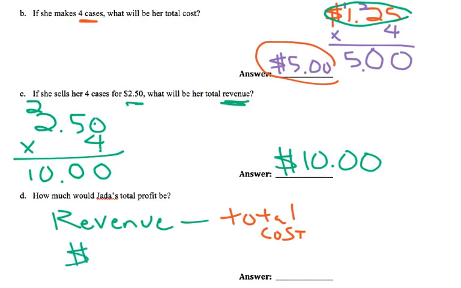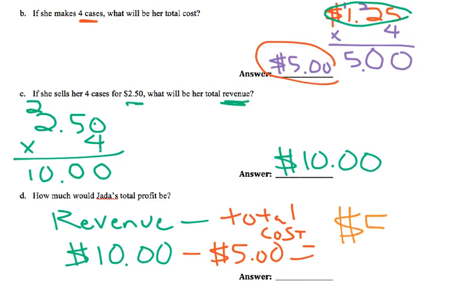No, so Jada made $10 in revenue, and then we're going to subtract the $5 it cost her to make all those phones, and so she ends up with a total profit of $5. And that's $5 that she gets to keep.